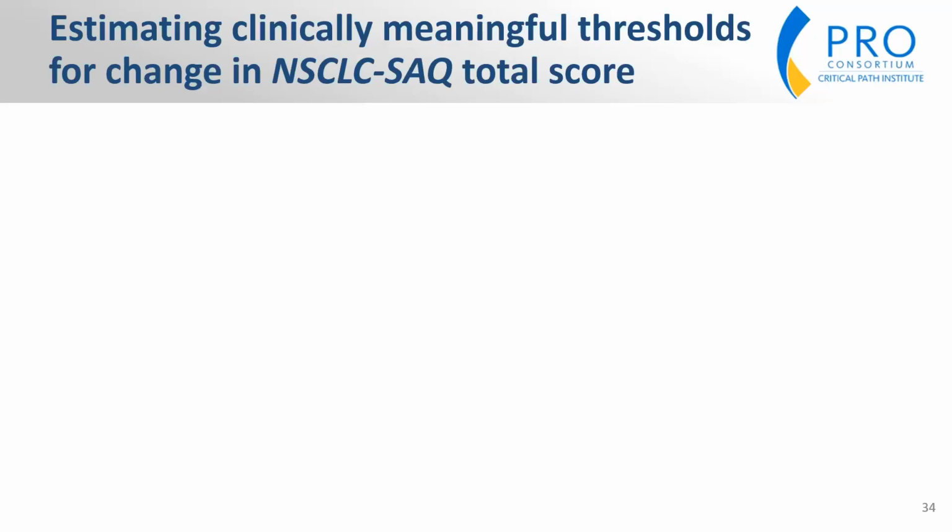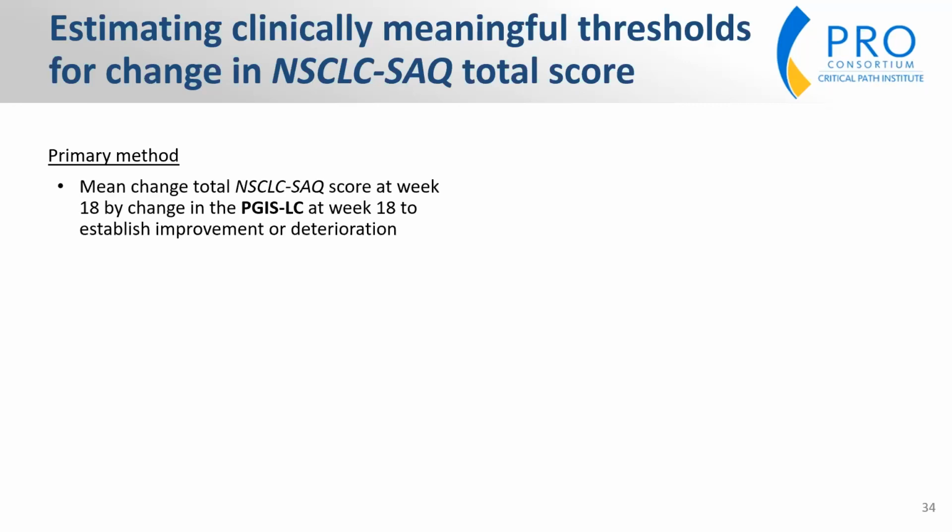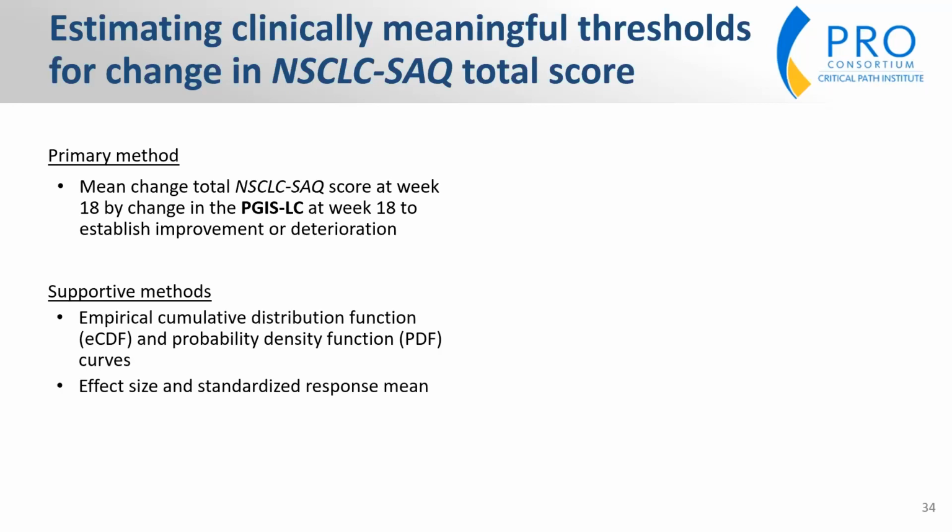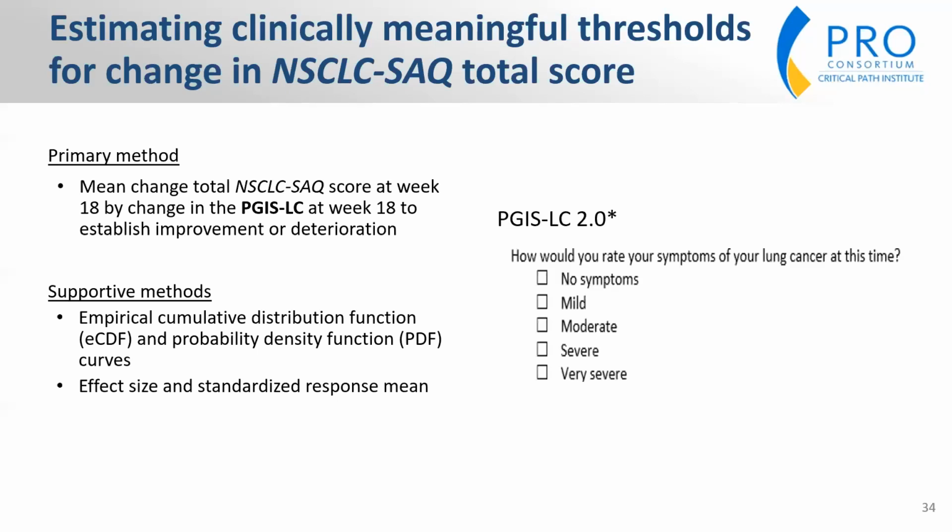One of the main things that we're talking about today is estimating clinically meaningful thresholds. The primary method was based on using mean change scores at week 18 based on the PGIS at week 18. And the intent was to establish improvement and deterioration thresholds. We also used supportive methods, and these were the eCDFs and PDF curves, and also effect size and standardized response means.